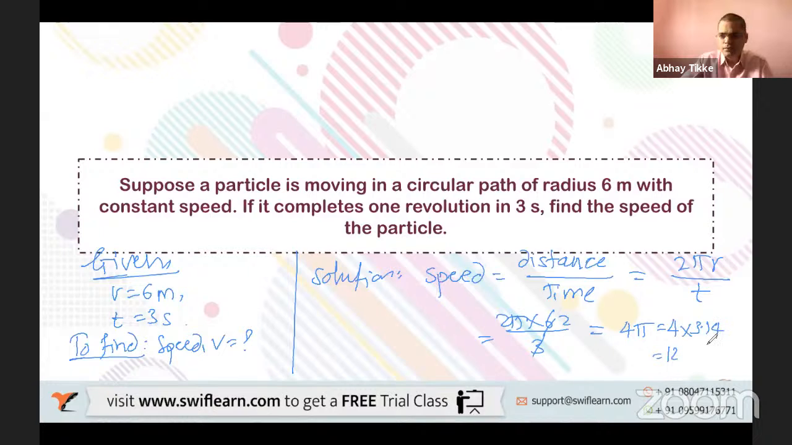And do the exact calculation as well, no problem. So this is how you get the answer. 4 pi, sorry, not 12 pi. That comes out to be 12 approximately. Is that clear? Very simple question.